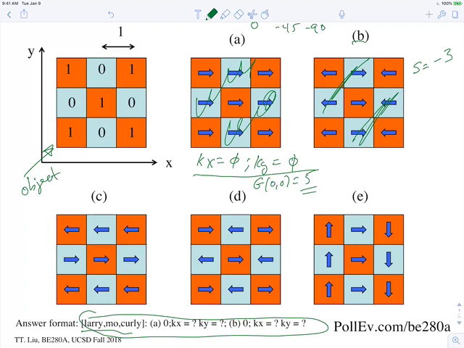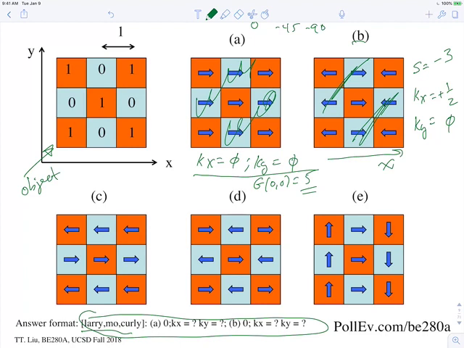Now let's look at kx and ky. What's the period of variation along the x direction? 2, right? We can't really tell whether it's positive or negative, but let's just say it's positive, so we'll say plus 1/2. What about the variation in the y direction? Is there any variation in the y direction? No. Along any column, there's no variation, so ky equals 0. Any questions on that?